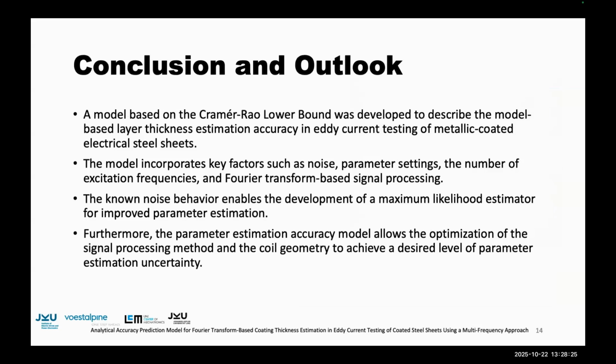Then I come to my conclusion and outlook. A model based on the Cramér-Rao Bound was developed to describe the model-based layer thickness estimation accuracy in eddy current testing of metallic coated electrical steel sheets. The model incorporates key factors such as noise, parameter settings, the number of excitation frequencies, and the Fourier transform-based signal processing. This new model now enables the development of a maximum likelihood estimator to improve the parameter estimation, and furthermore, this model can be used for an optimization of the signal processing method and the coil geometry to achieve a desired level of parameter estimation uncertainty.